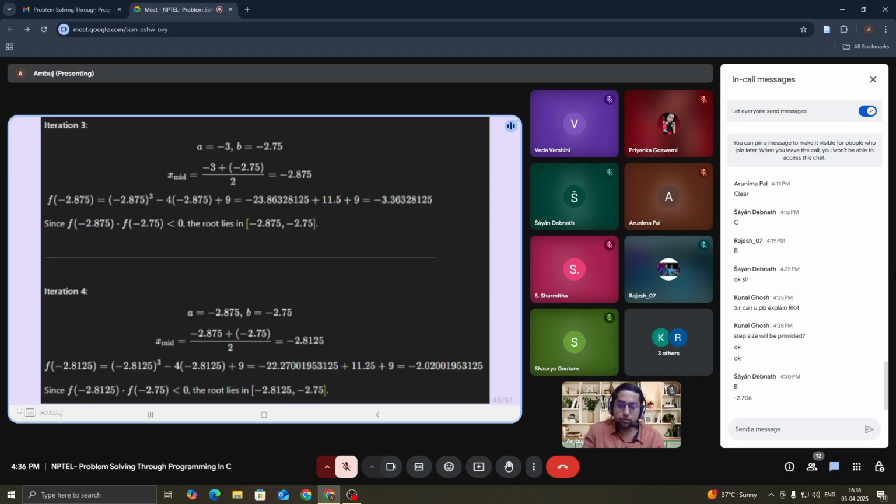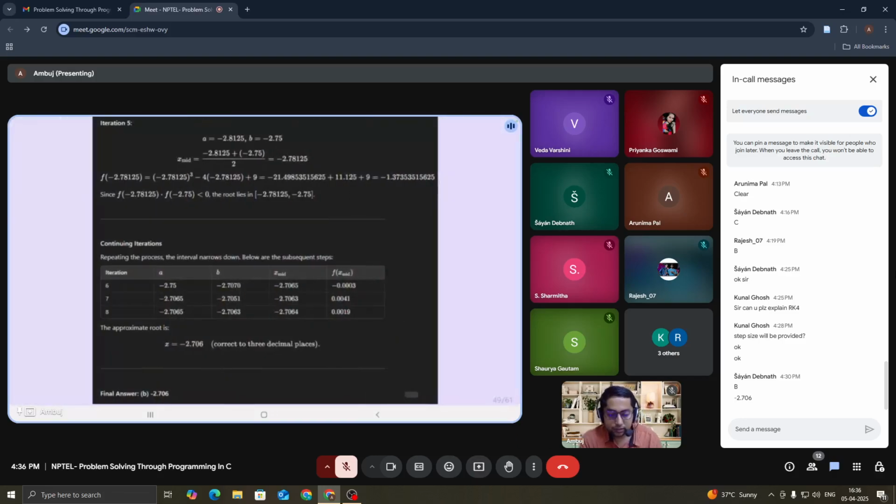In iteration 4, a will be equal to minus 2.875, b will be equal to minus 2.75. X mid will be minus 2.8125, the average of both values. Since f of minus 2.8125 into f of minus 2.75 is less than 0, there will be at least one root between those two values. Okay.